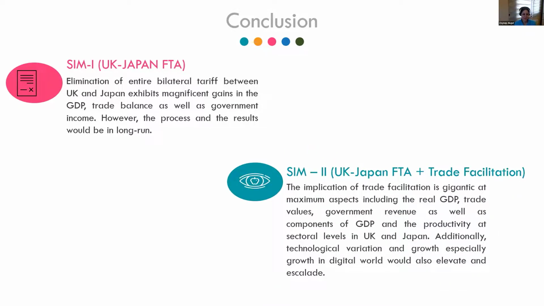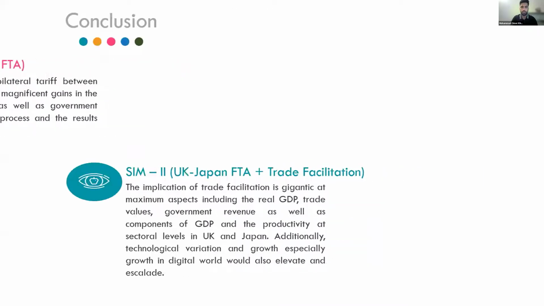If we come to simulation 2, the implication of trade facilitation is gigantic in most aspects, including the real GDP, trade values, and government revenue, as well as components of GDP and the productivity at sectoral level in UK and Japan. Additionally, technological variation and growth, especially growth in the digital world, would also elevate and escalate both of the economies.